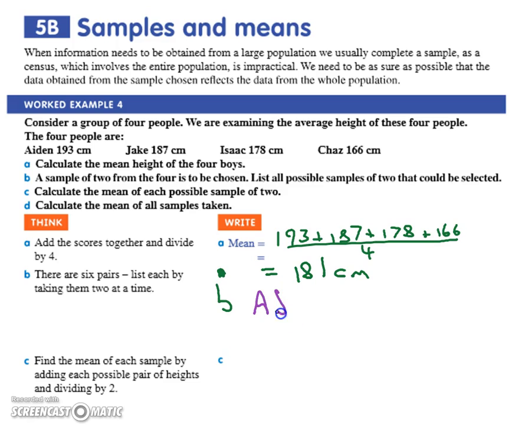Let's go, Aiden and Jake. What's another group? Excellent. It's an unordered selection. It doesn't matter whether you've got Aiden and Jake or Jake and Aiden. They are the same group. So it's an unordered selection, which means there's only 6. Everyone happy with that?